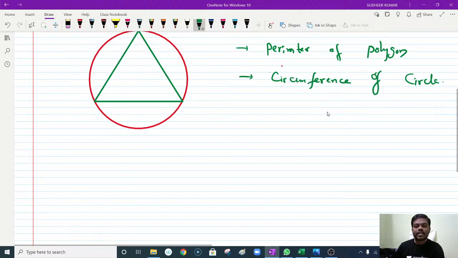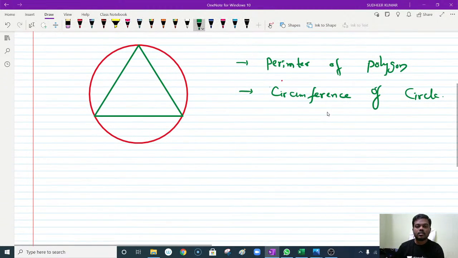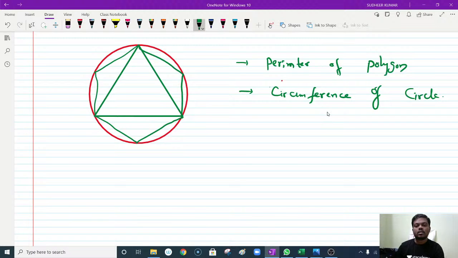So if the number of sides is increasing, then the perimeter of the polygon and the circumference of the circle seem to be the same, but both are not the same. Similarly, secant and tangent also we can take. So this is the restriction. The number of sides of the polygon, we cannot exceed more than the circle.